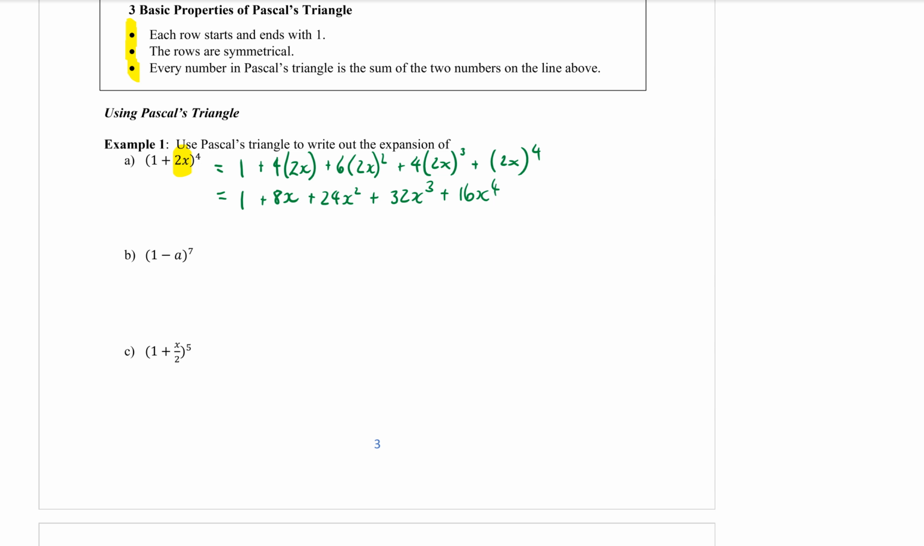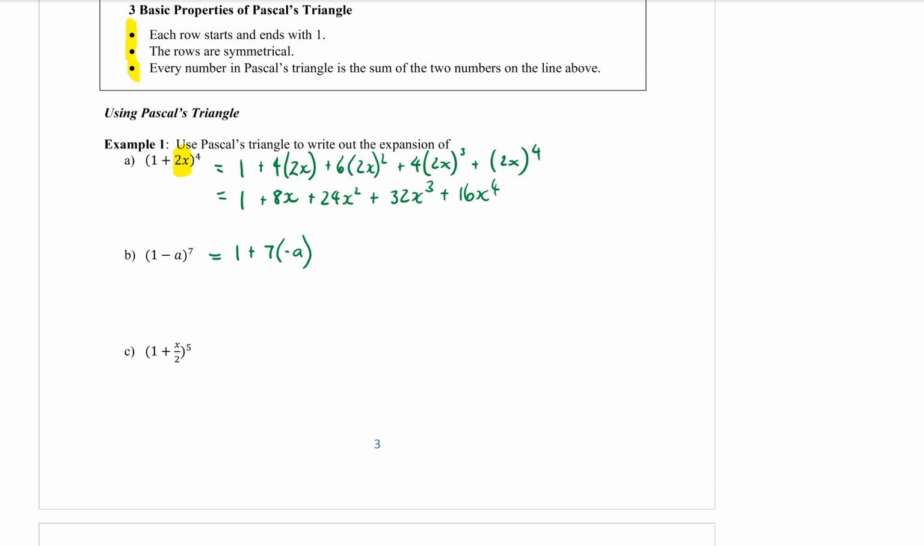So it's a power of 7. So we want the 8th row, which is 1, 7, 21, 35, 35, 21, 7, 1. They're our coefficients. So 1 plus 7 was the second coefficient, and the minus a, I need to take that minus sign. All the other ones we've done so far have been pluses. If there's a negative sign in there, it needs to come in as well. So that's where my x would normally be, the negative a.